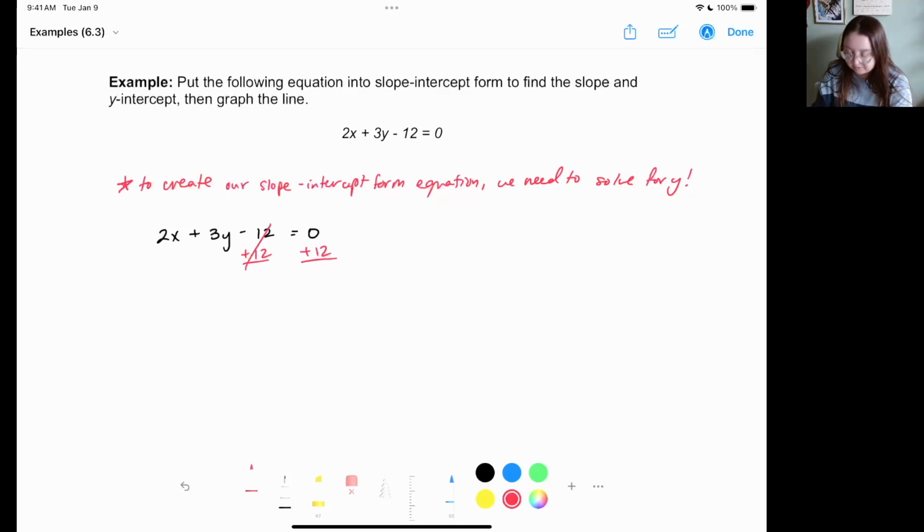Negative 12 and positive 12 cancel each other out. So we get 2x plus 3y is equal to 0 plus 12, which is 12. So 2x plus 3y equals 12. So we're getting there. We want to get rid of that 2x. We want y by itself on the left. So to get rid of the 2x, we're going to subtract 2x from both sides.